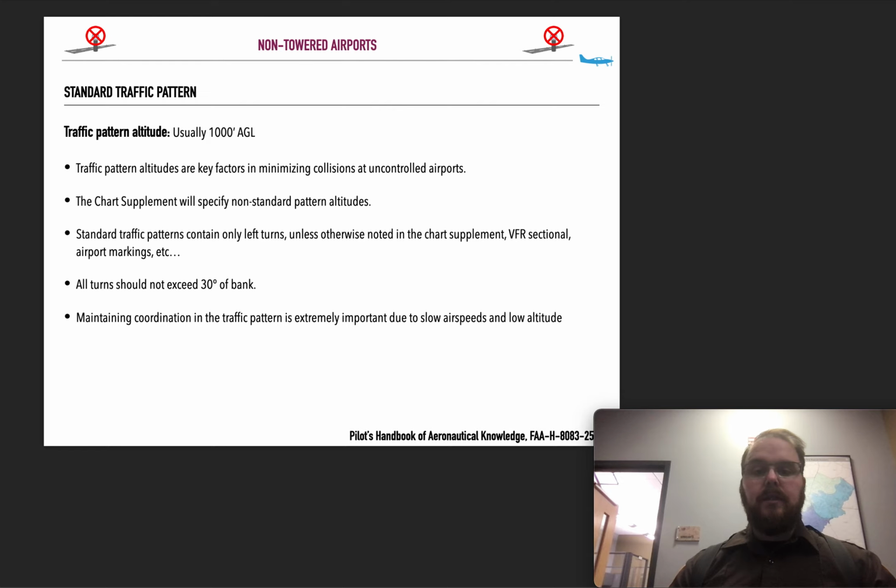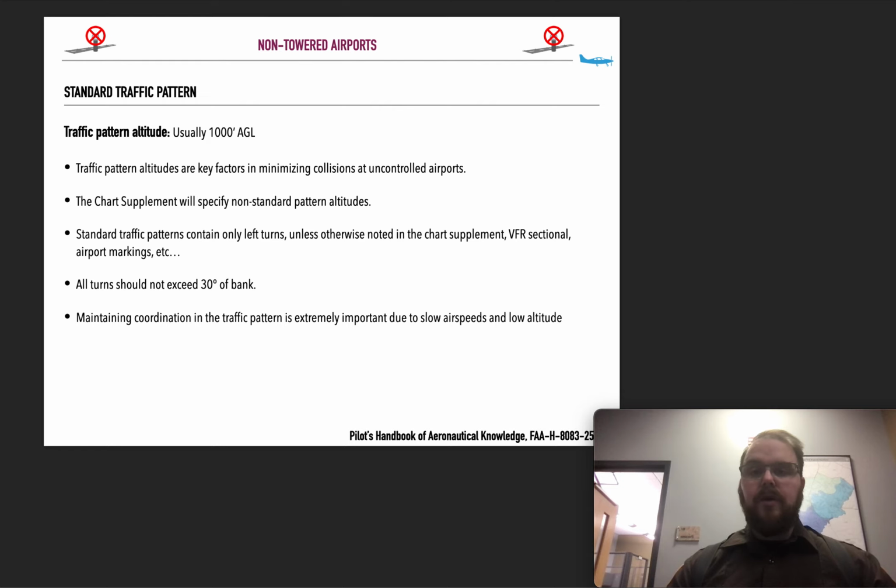Standard traffic patterns contain only left turns, so you'll hear left traffic. Non-standard traffic patterns have right turns, and that's going to be dependent on noise abatement issues, terrain issues, and other things that are made for safety. So that's also going to be found in your chart supplement and also on your VFR sectional charts.